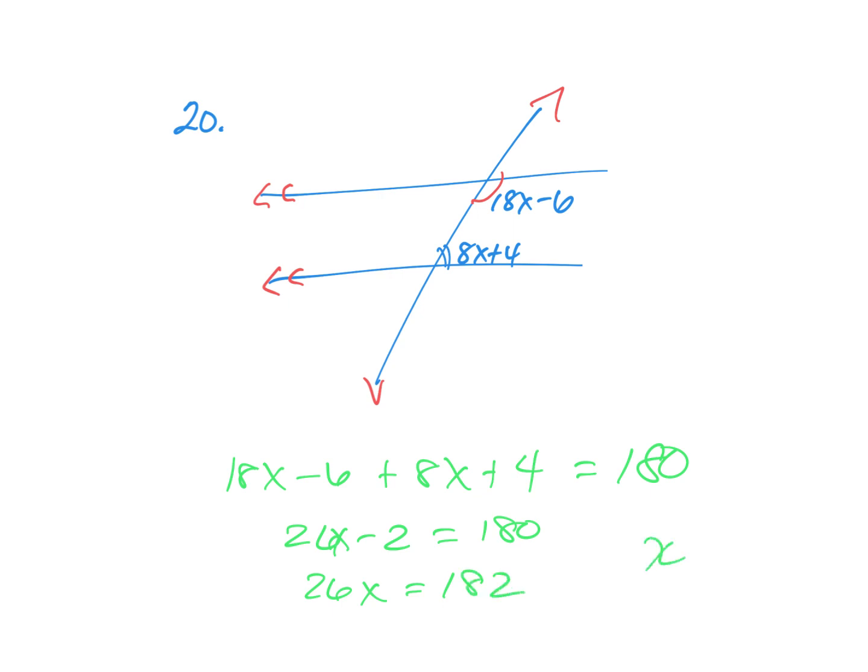So x is 7. If they wanted you to find the angle, but they don't. They want you to find x. If they wanted you to find angle, you would plug that 7 into whichever one they want you to find. So it's just x.